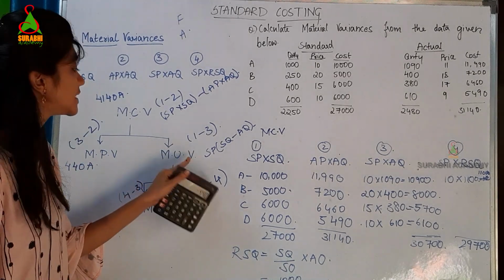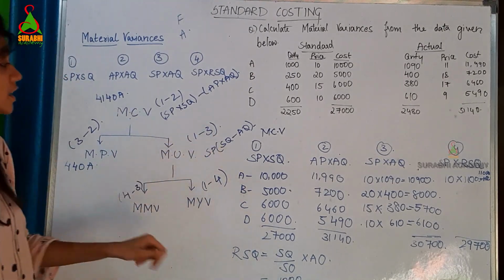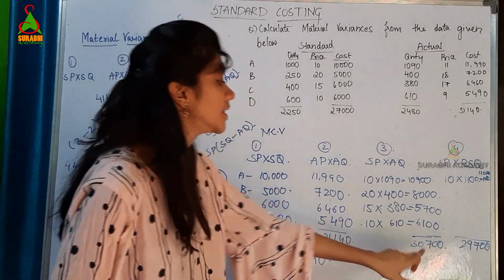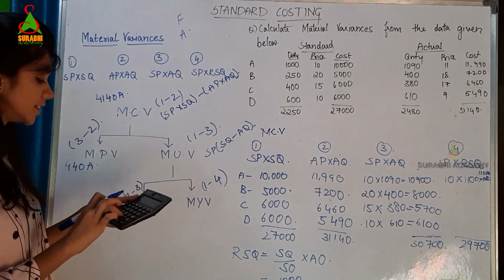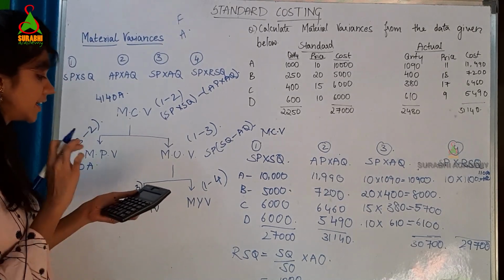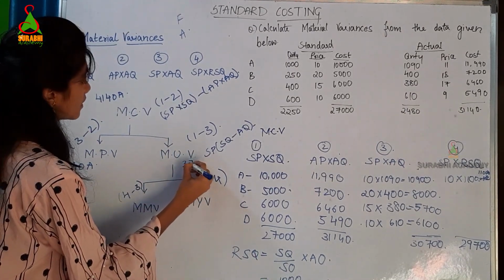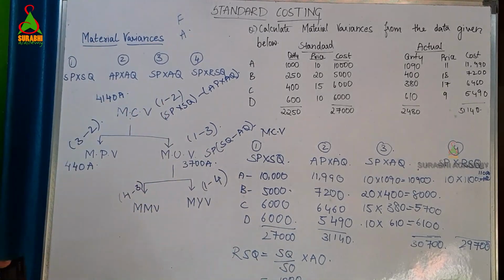Next, material usage variance. For calculating this, what we have to do? 1 minus 3. So what is the total of 1? 27,000. What is the total of 3? 30,700. So 27,000 minus 30,700 again will be getting in negative, that is 3,700. 3,700 adverse you have to write.